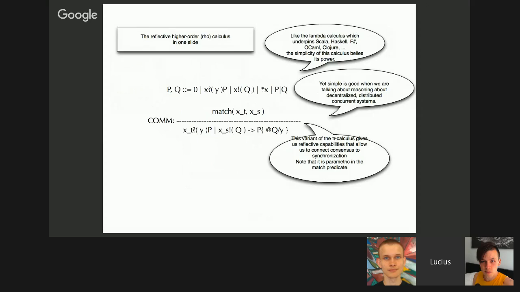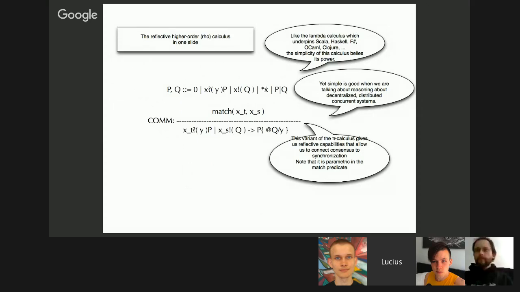The *X is dereferencing X. So you go from the name back to the code that it represents, back to the process that code represents, and then finally you have parallel composition of P and Q.